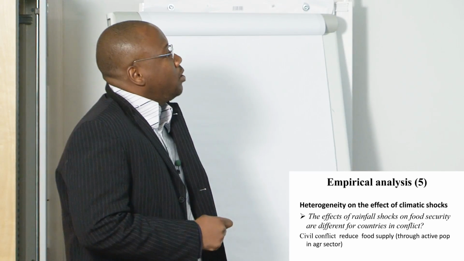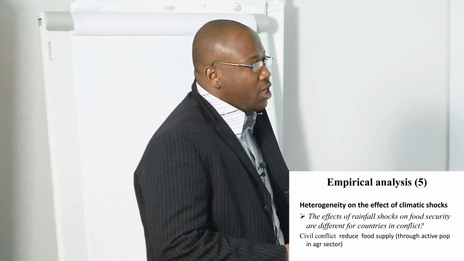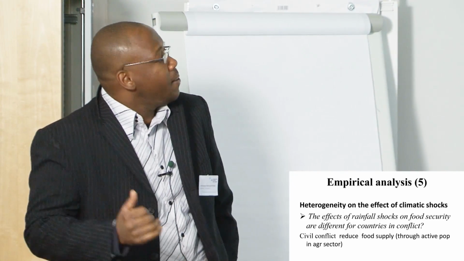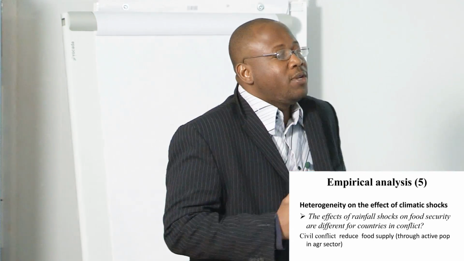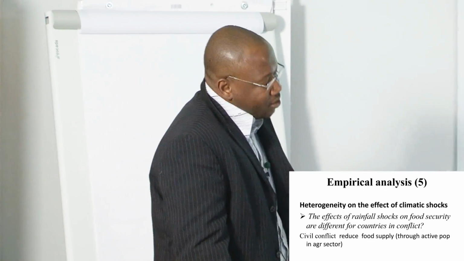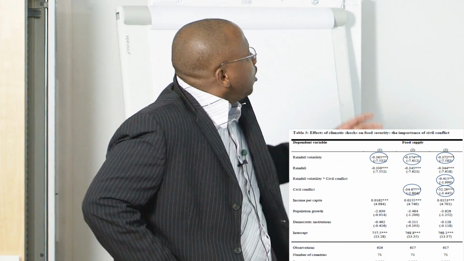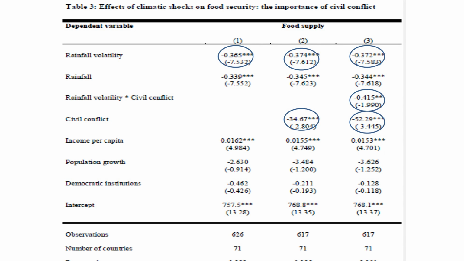We look at if the effects are different for countries in conflict. In the literature, we have some authors who show that climatic shocks can increase civil conflicts, and civil conflicts can reduce food supply. It is why we want to see if we have an indirect channel. And for this, we include in our estimation the additive variable of civil conflict and the multiplicative rainfall volatility multiplied by civil conflict.